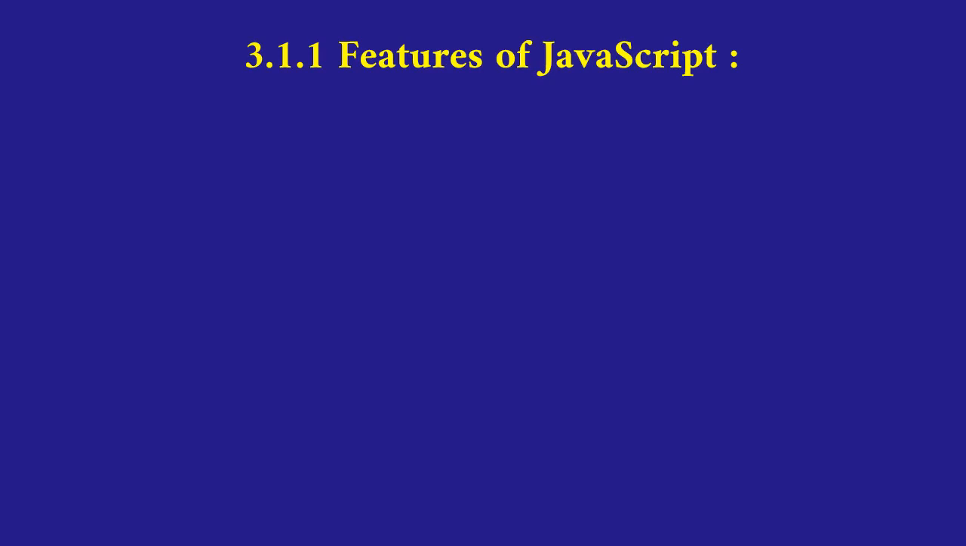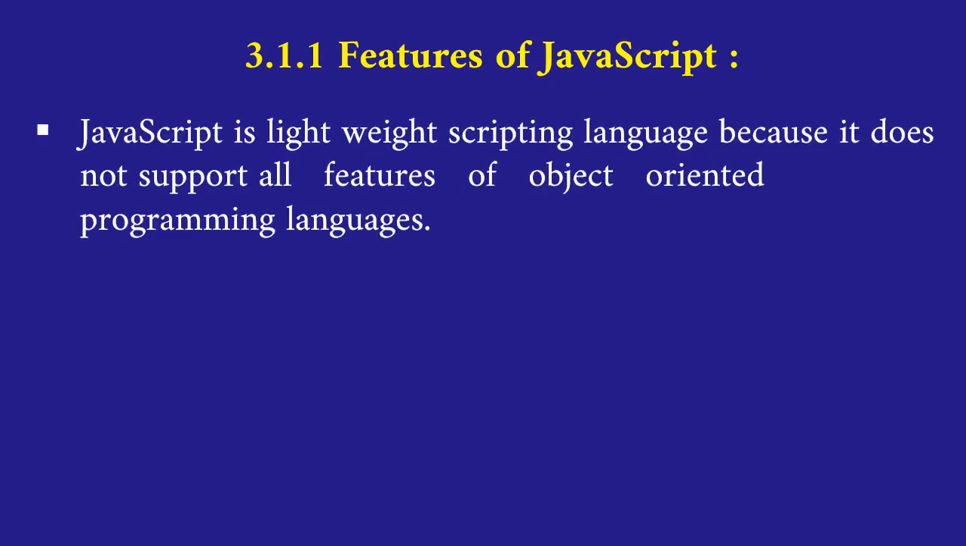Let's see the features of JavaScript. The first feature of JavaScript is that it is a lightweight scripting language, because it does not support all features of an object-oriented programming language. As I told you, this is not a programming language, this is a scripting language, and that's why it does not support all features of object-oriented programming languages. What are the object-oriented programming languages? C, C++, VB, C#, etc. These require special code, and after writing that code we are going to compile.